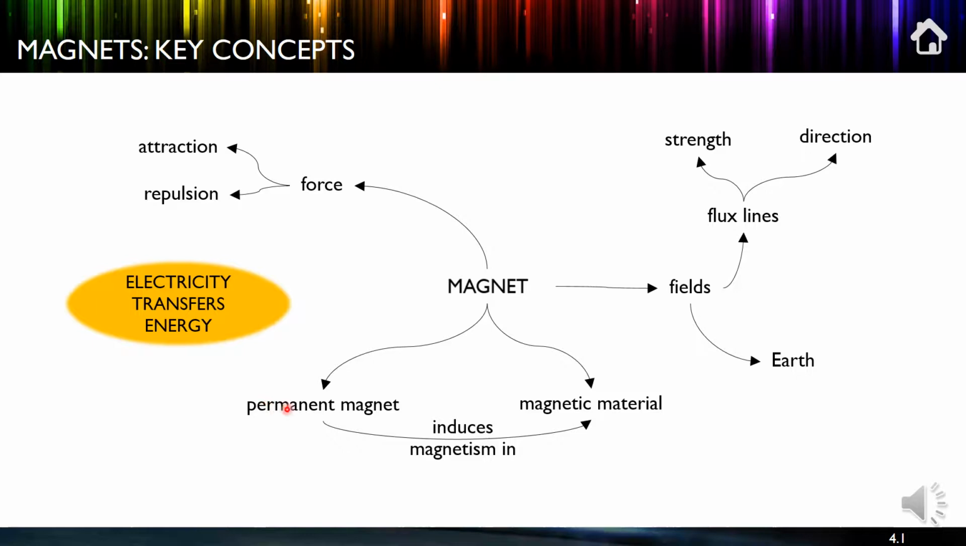So a permanent magnet, when brought close to a magnetic material, temporarily turns it into a magnet, if you like, as opposed to being permanently. So it then displays magnetic behavior in the sense that it will be attracted. We also have the concept of fields around magnets, so areas where force is experienced. And we're going to talk about the Earth, and we're going to talk about flux lines, which is just a posh word for field lines, really.